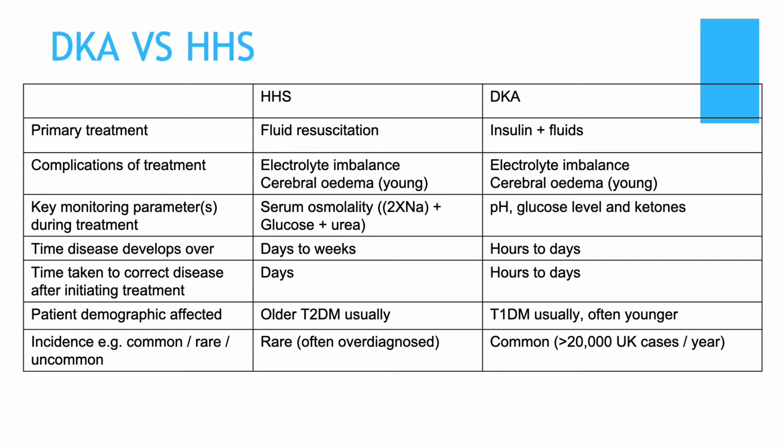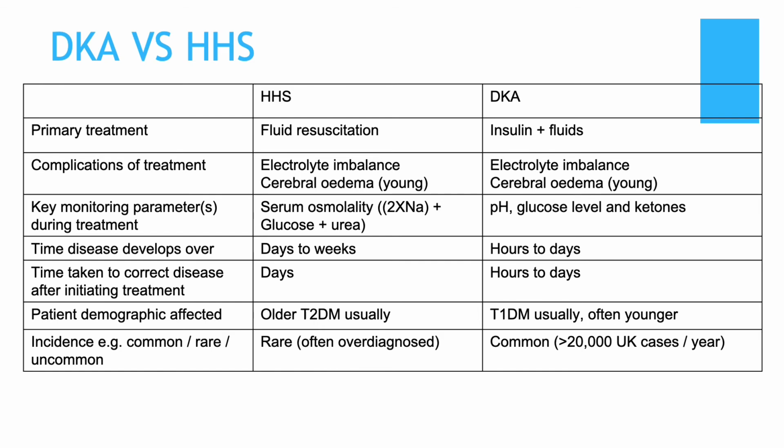The monitoring parameters are different. In HHS, we're looking at the serum osmolality, whereas in DKA, we're looking at the pH, the glucose, and the ketones. HHS develops over a longer period of time, typically days to weeks, whereas DKA is quite quick, so this can be hours to days. In terms of correcting the disease, HHS can take days, whereas DKA will usually see a quick improvement in symptoms and signs. The patient demographics in HHS, it's typically an older patient with type 2 diabetes, whereas in DKA it's type 1 diabetes and often younger patients, but that's not exclusive.